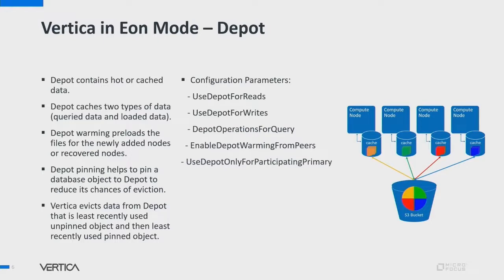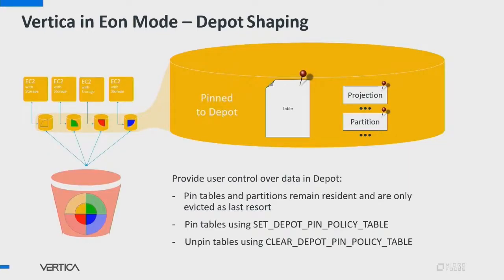Vertica evicts the data from the depot as needed to provide room for new data. It uses a least recently used algorithm when evicting files from the depot. The least recently used unpinned object is evicted for any new object, pinned or unpinned. Next, the least recently used pinned object is evicted for a new pinned object.